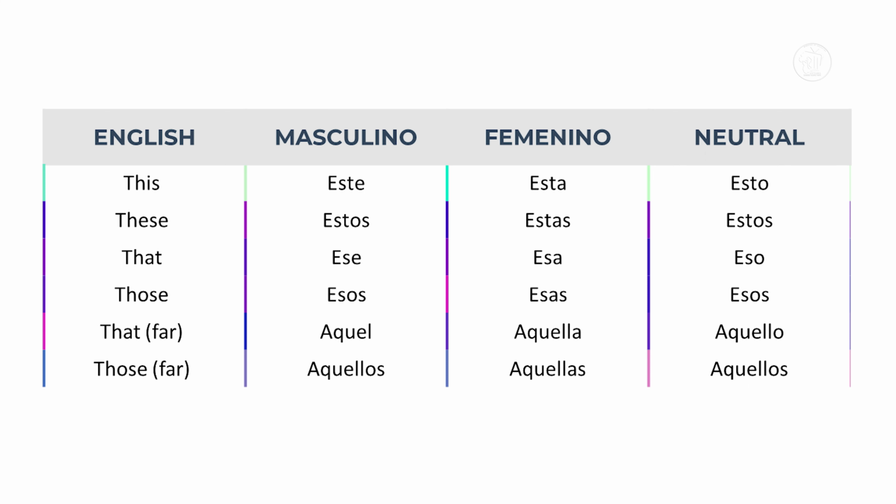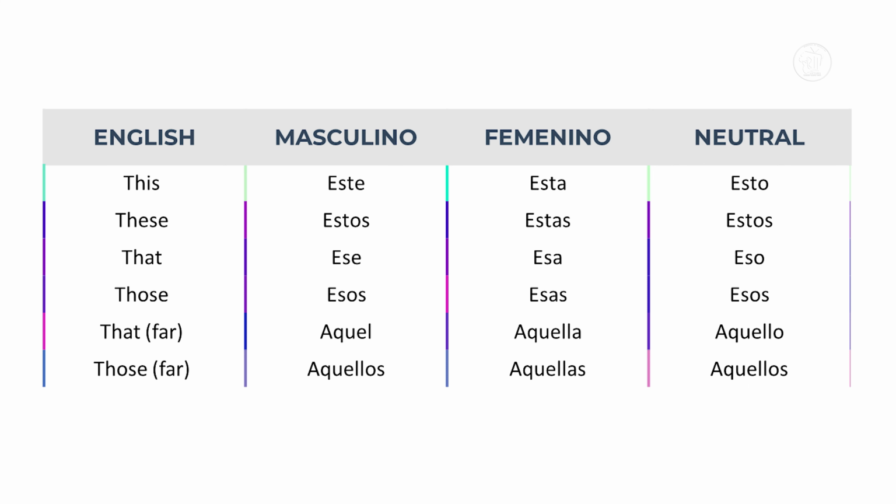That, you use ese for male singular, esa for female singular, and eso for neutral. Those, esos if it's masculine plural, esas is feminine plural, and esos if it's neutral.